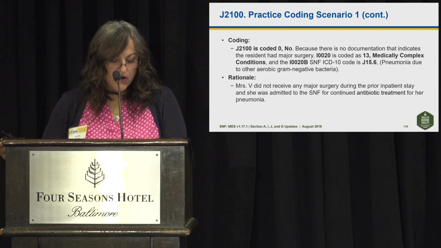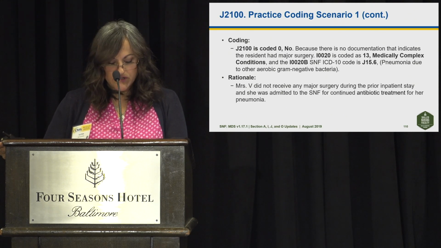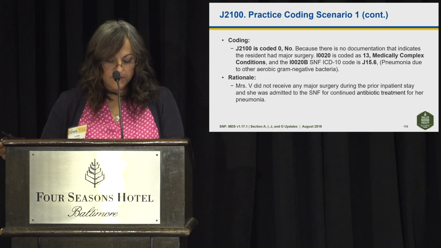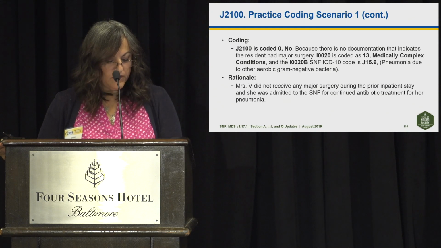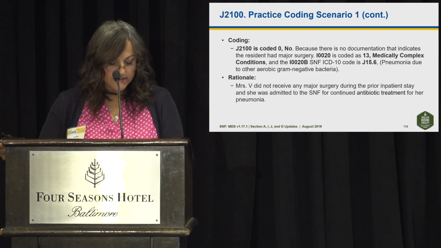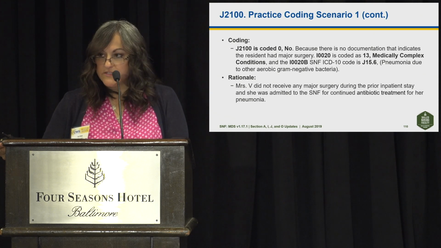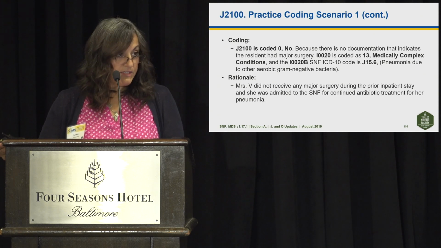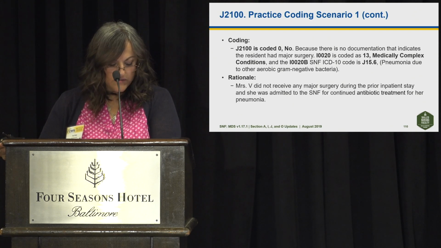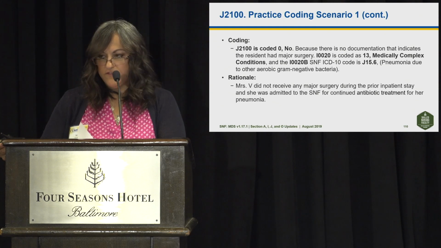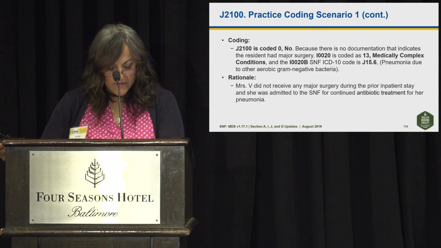J2100 is coded 0, no, because there is no documentation that indicates that the resident had major surgery during the prior inpatient stay before she was admitted to the SNF for continued care due to needing antibiotic treatment for her pneumonia and the requirement for daily skilled care. If we were coding I0020, it would be coded as 13, medically complex conditions. And for I0020B, the SNF ICD-10 code that the SNF could have used there is J15.6, which is pneumonia due to other aerobic gram-negative bacteria.